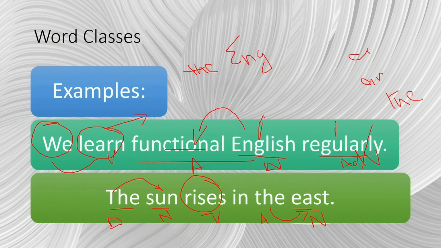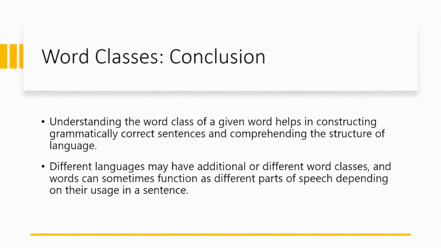So it would change from language to a speaker. So "the" is a determiner, and "in" is telling relation, "rises" and "east". So "in" is a preposition. So word classes: understanding the word class of a given word helps in understanding grammatically correct sentences and comprehending the structure of a language.